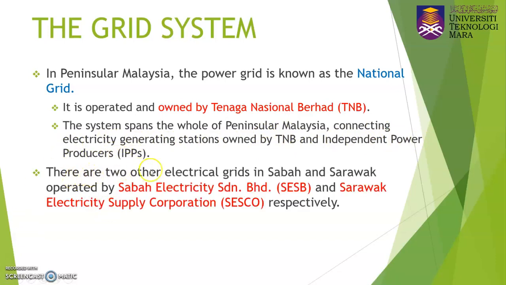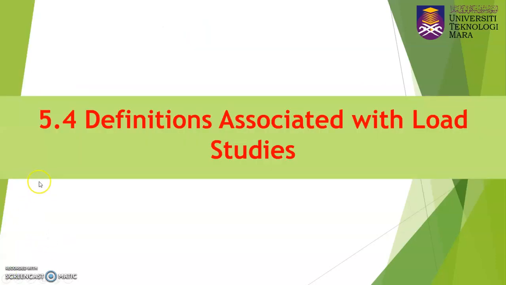And then there are two other electrical grids in Sabah and Sarawak. In Sabah, the electrical grid is operated by Sabah Electricity Sdn Bhd, and in Sarawak, the electrical grid is operated by Sarawak Electricity Supply Corporation. Okay, so that's all for the topic on the grid system. Next, we go to the subchapter on definitions associated with load studies.